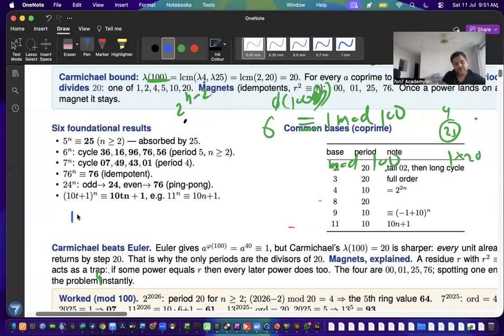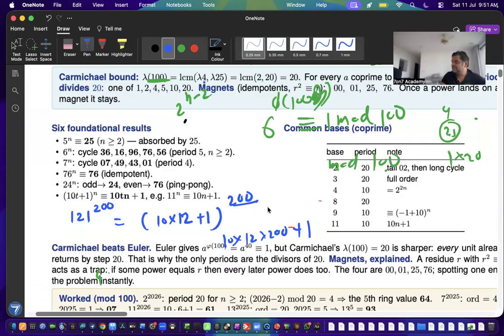Just like if I have 121 raised to 200, I'm asking what are the last 2 digits. So this theorem, if I try to fit, how do I write it? 121 will become 10 into 12 plus 1. So (10 into 12 plus 1) raised to 200. So it says 10 into 12 into the power, no? 200 plus 1. So anyway, more than 2 zeros, the answer is going to be 01. Understand?